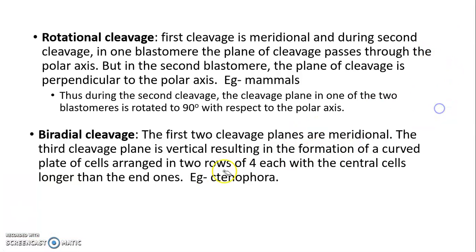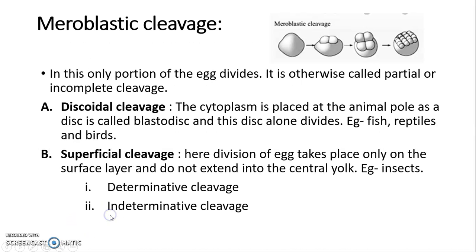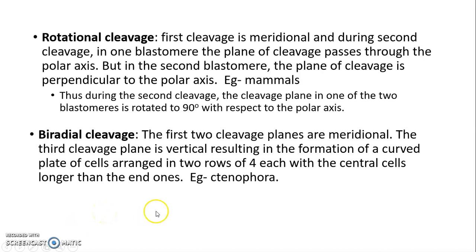Next one is biradial cleavage. The first two cleavage planes are meridional. The third cleavage plane is vertical, resulting in the formation of curved plates of cells arranged in two rows of 4 each, with the central cell longer than the end ones. This is biradial cleavage.